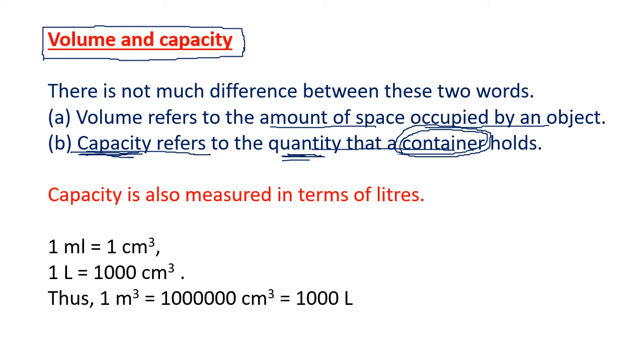Now how do we relate the volume and the capacity of the container? So we have got 1 centimeter cube. Now recall, what is 1 centimeter cube? 1 centimeter cube means a cube whose length is 1 centimeter, breadth is 1 centimeter and height is 1 centimeter.